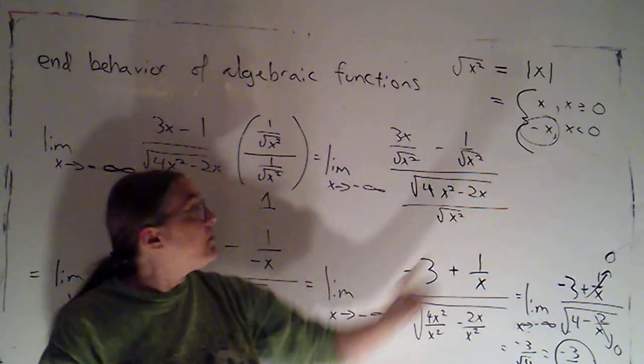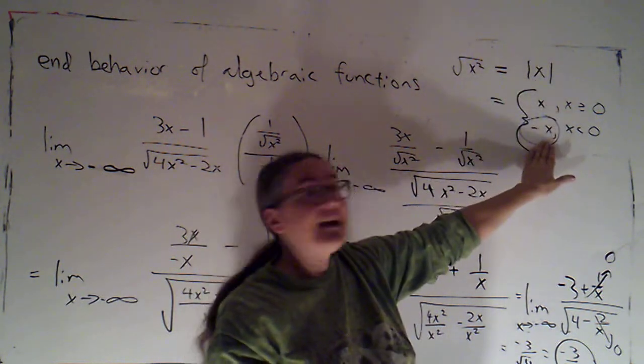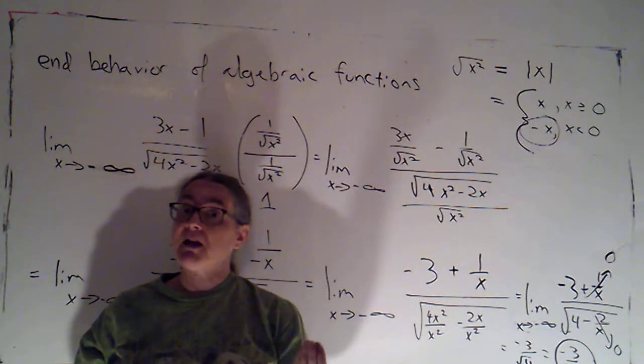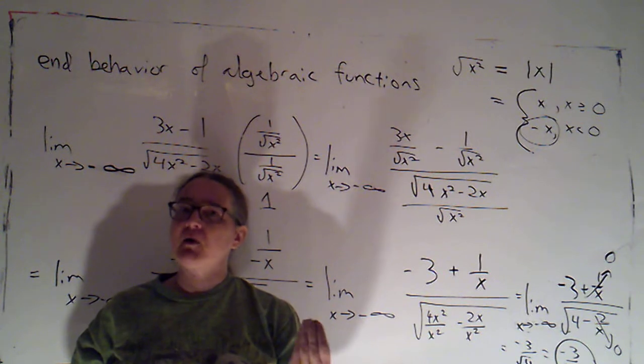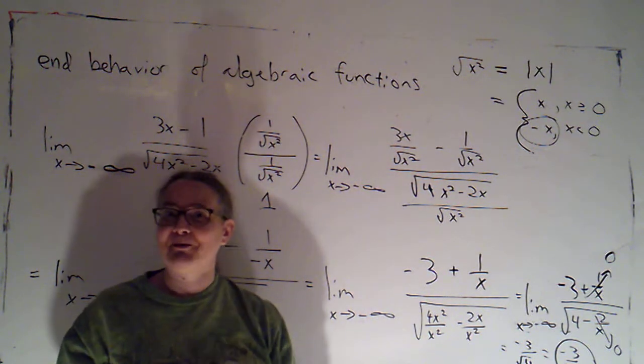So I want to see the square root of x squared, the absolute value of x, and then you're making the right choice for how that simplifies. That's my expectation as far as showing work goes for this sort of problem. And we'll take a look at one more example in the next video.